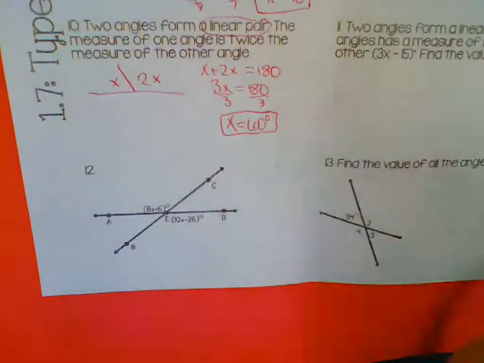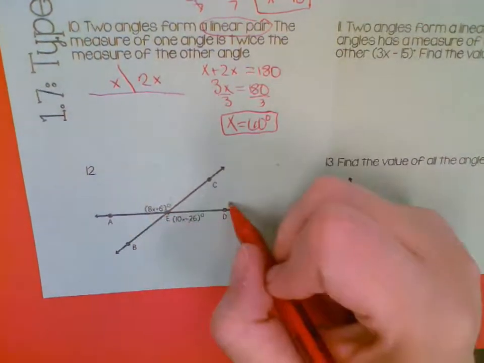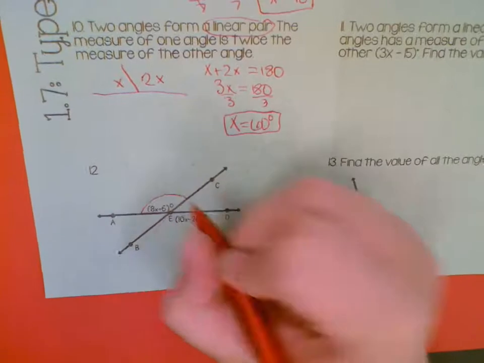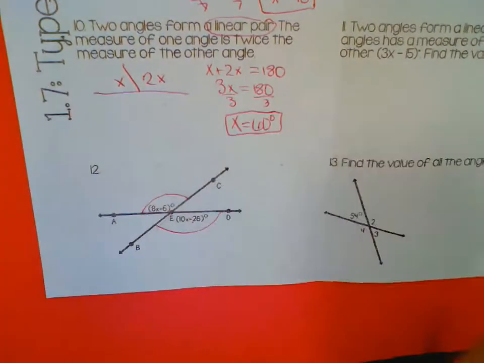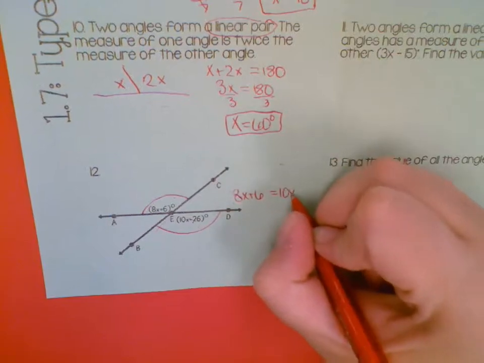we have our picture. These are vertical angles. They're across from each other with 2 intersecting lines. So that means that this angle here is going to be congruent to this angle here. So 8x plus 6 equals 10x minus 26.